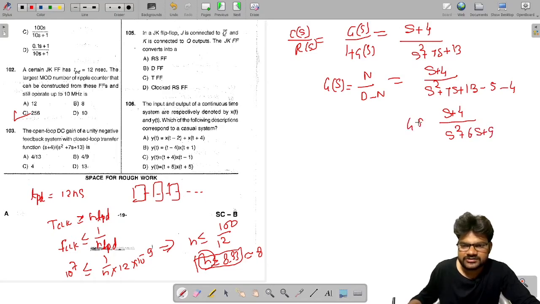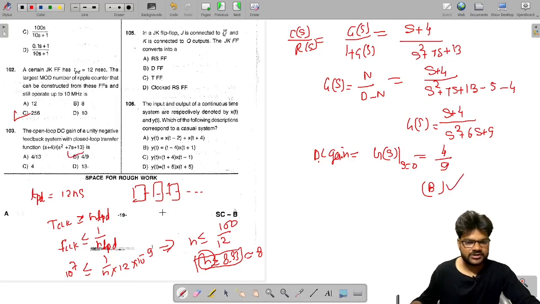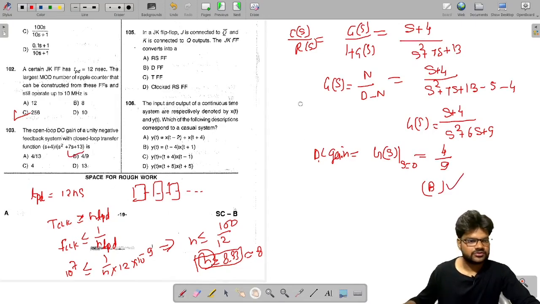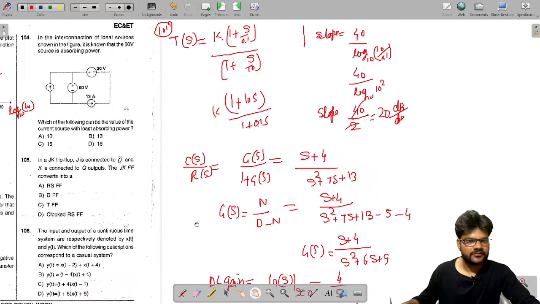So this is G(S), and we have to find the DC gain of the OLTF. The DC gain is the gain at S equals 0. So putting S equals 0 in G(S), we get 4 by 9. The correct option is B. So let us go to question number 104.